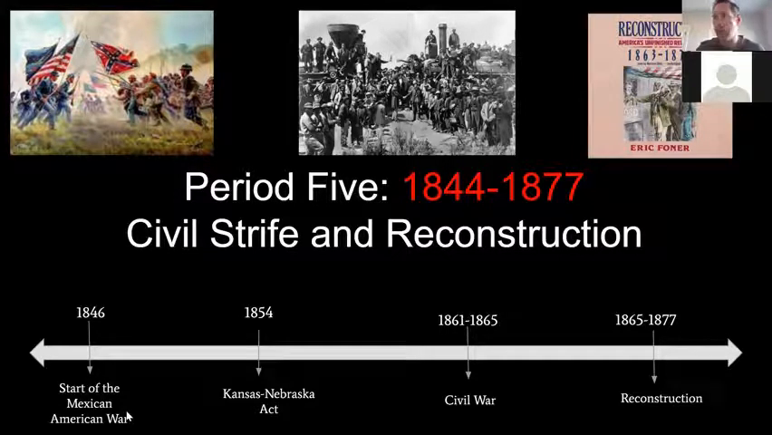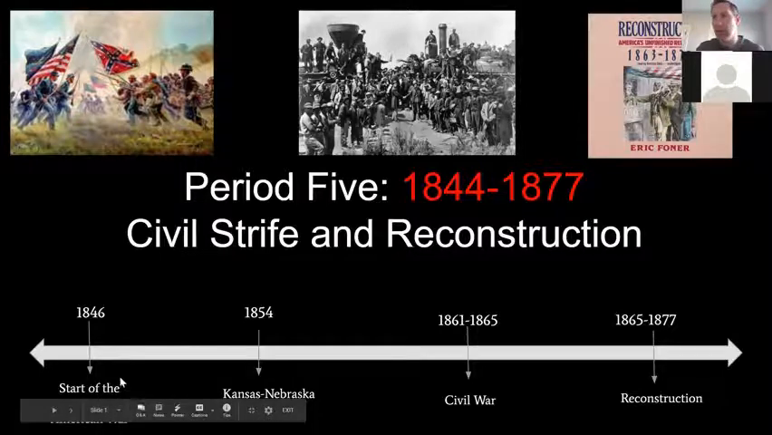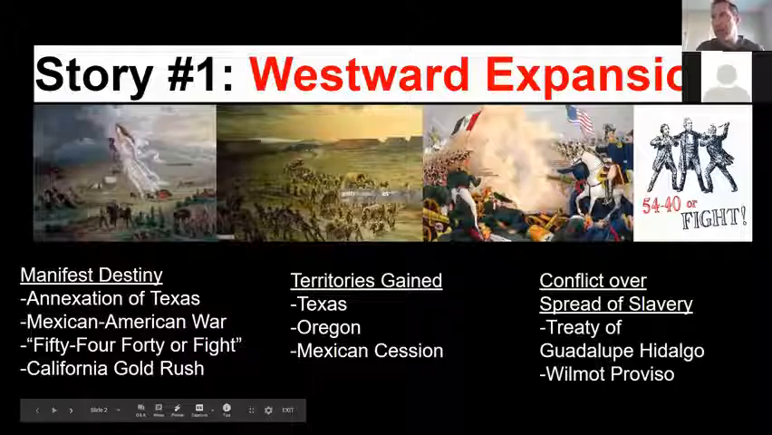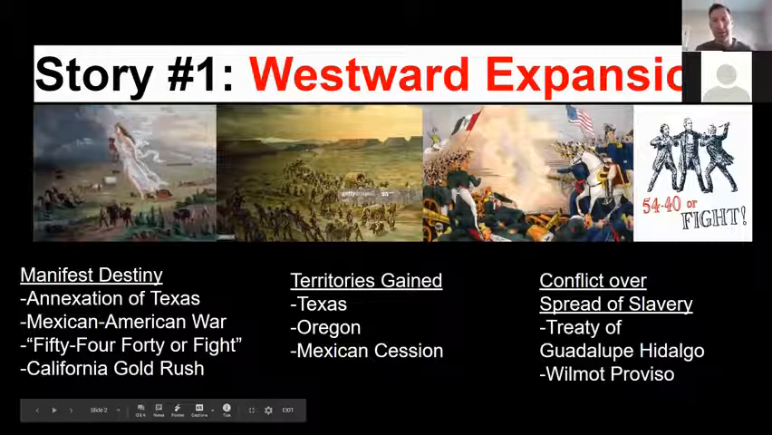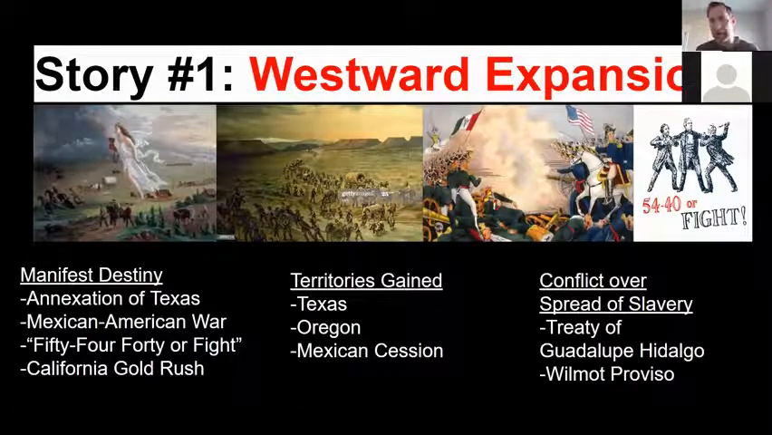So what are the 3 stories that we absolutely have to know? They begin with this first story, which is westward expansion. And that is kind of what begins this unit. Okay, so when we talk about westward expansion, it starts in period 4. We already kind of talked a little bit about westward expansion.